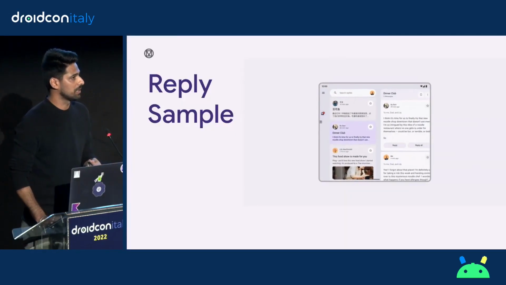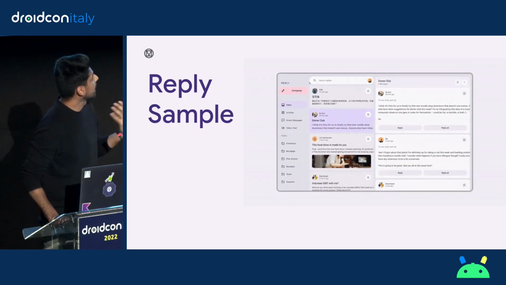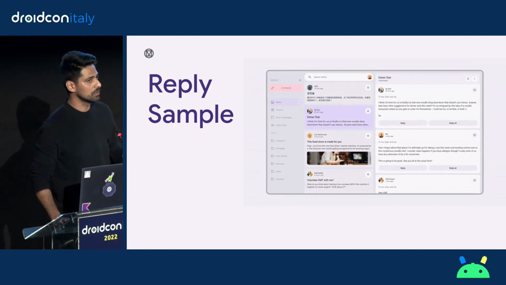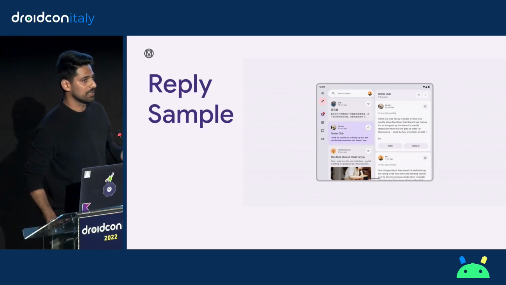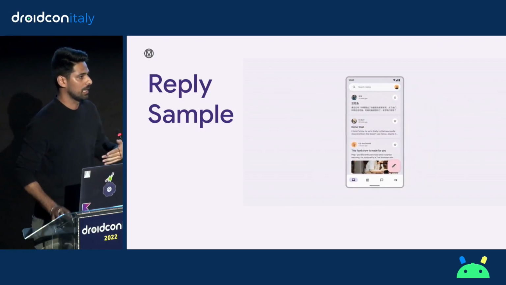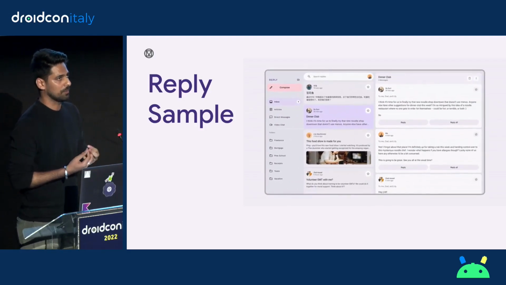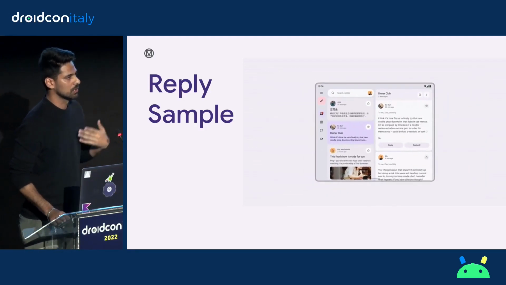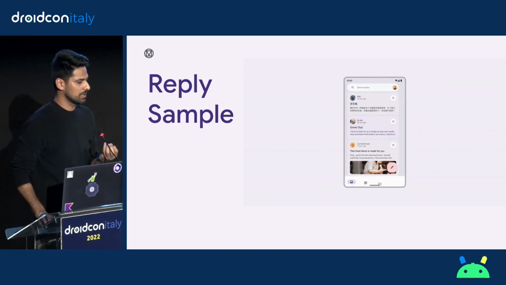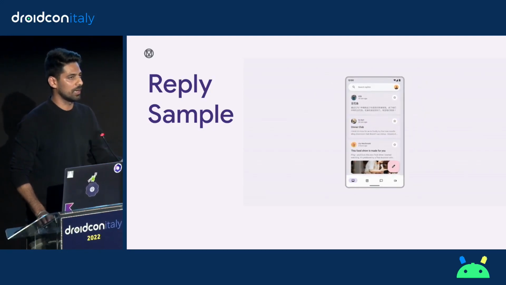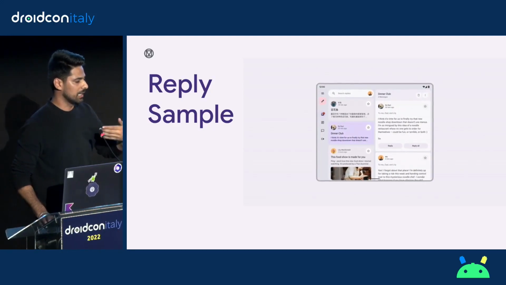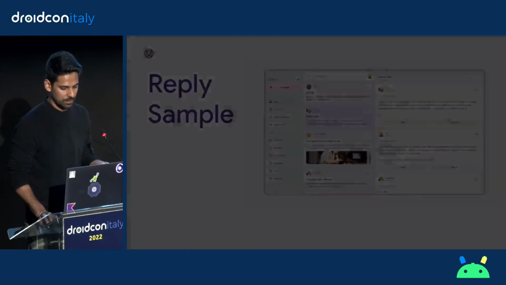Let's take a look at this Reply sample. It's a brand new sample built with Compose, built with Material Design 3 guidelines, to provide guidelines on how to make your apps adaptive. You can use it to make sure that some of the elements are used in your current app, and it can take you to the next steps.